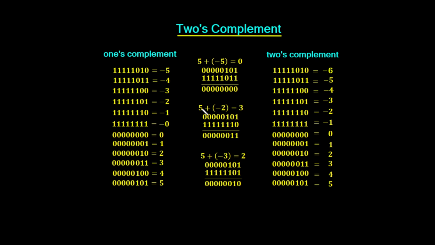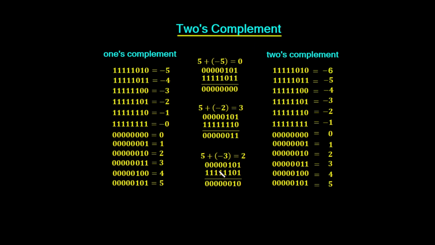Now you can check the other two as well. We have the 5 and the minus 2, and you can check the values, and you'll see that each of these work. So it means that we can get the correct answers whenever we use this 2's complement.